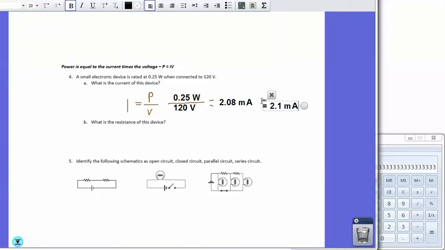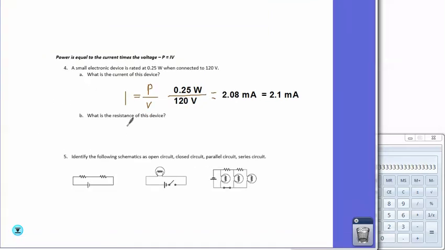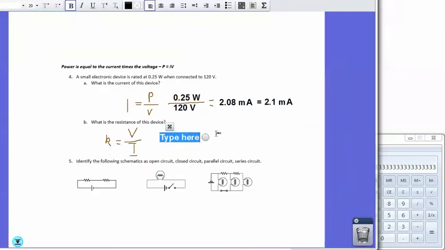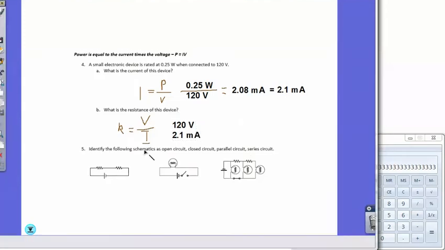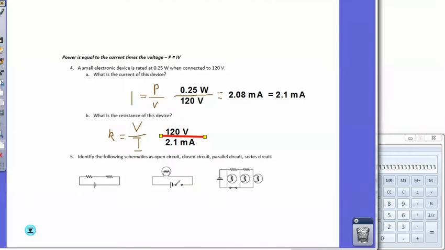Okay, so what's the resistance of this device? Now, the resistance is V over I, right? We know the current already, and we know the voltage, and we know the current because we solved for it in the previous problem. So that means our resistance is going to be V over I, and our answer is going to be in ohms. So we're just going to take the voltage from the previous problem and divide it by the current we got, which is 120 volts over 2.1 milliamps. Right, so we divide those two quantities.